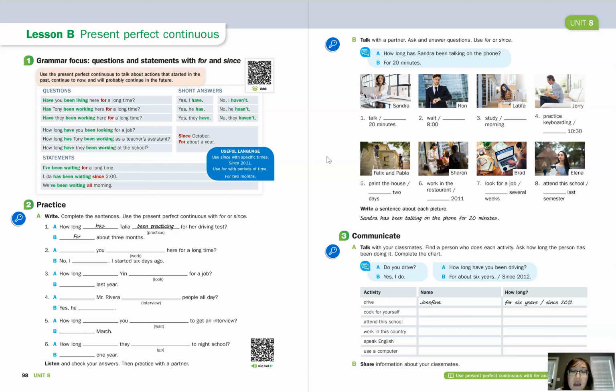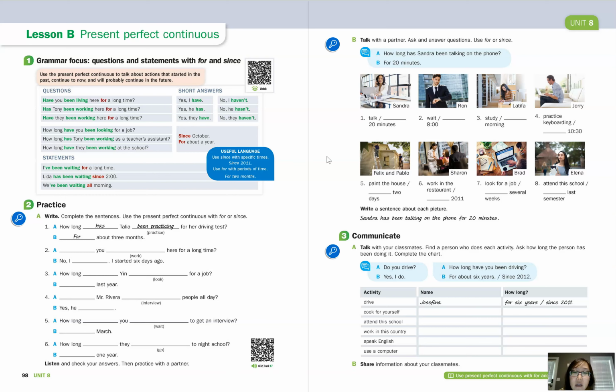So we can answer, they have been painting the house for 2 days. So 2 days is a duration or a period of time. So we have to use for.